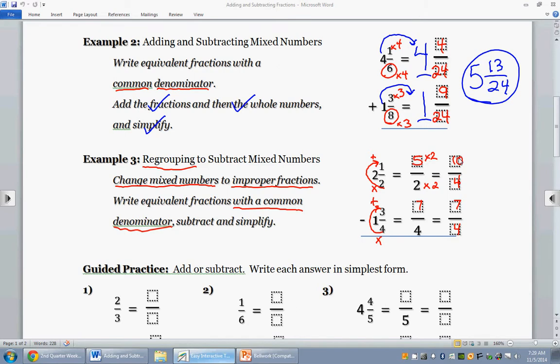And now, because we changed them to improper fractions, we notice we can take 10/4 and subtract 7/4. Our answer is 3/4. And do we need to simplify 3/4? Well, it's already simplified, so that is our final answer.